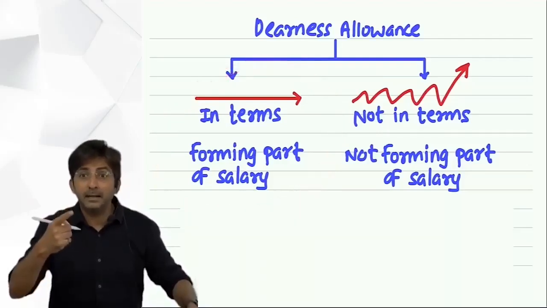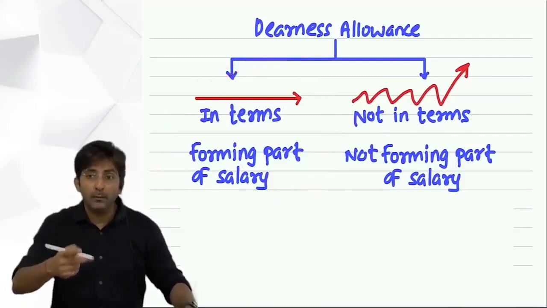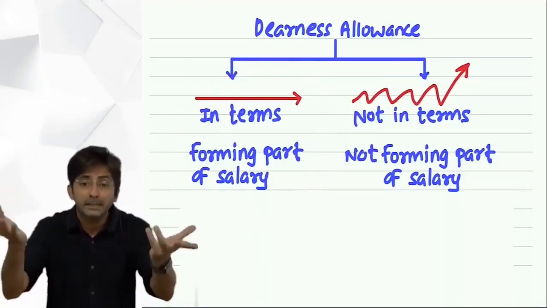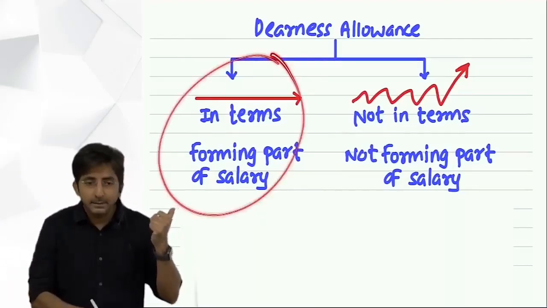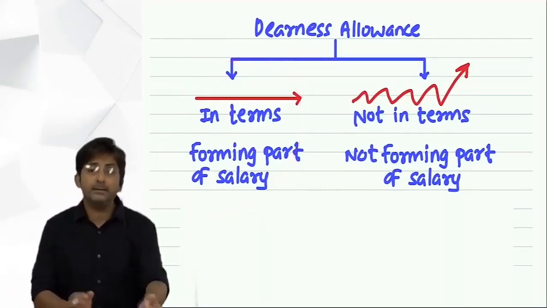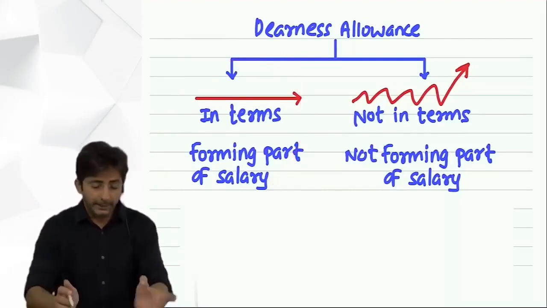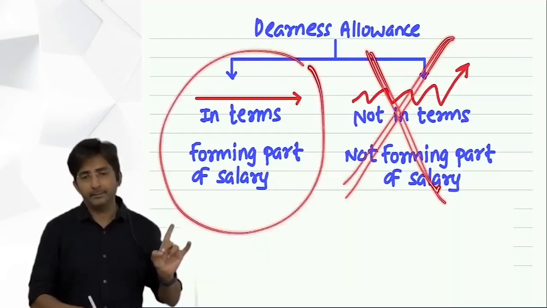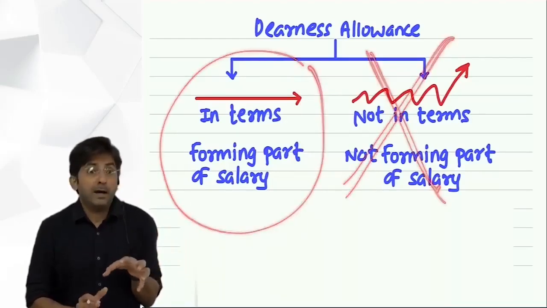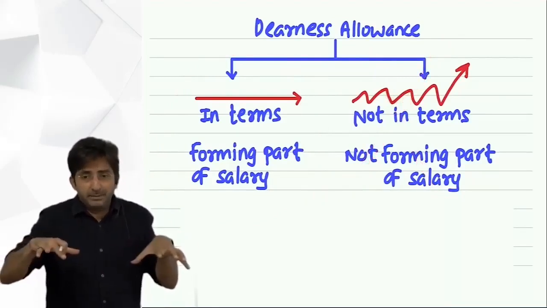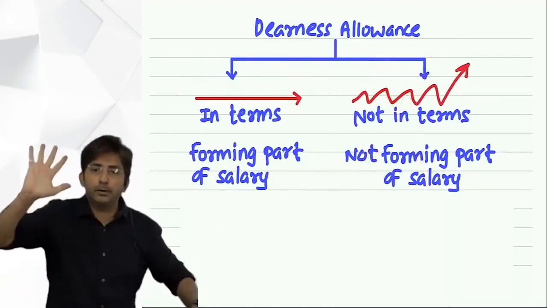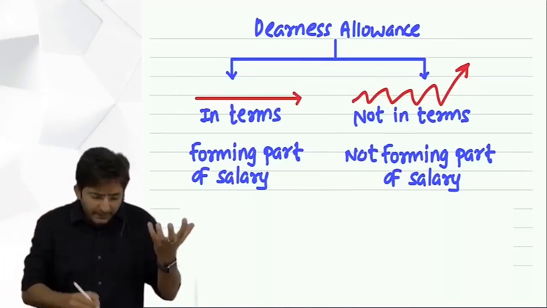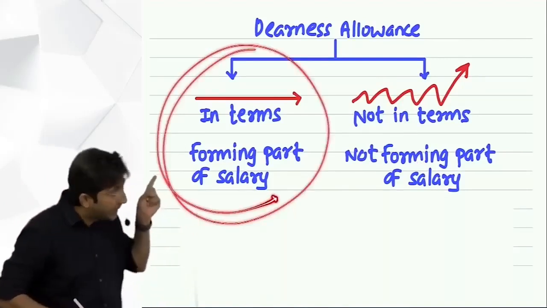In HRA, remember house rent allowance, the formula was 50% of basic salary plus dearness allowance. But which dearness allowance? This. In all the formulas, wherever DA comes, it should not be this DA, it should be this DA. Why? Because a formula is something fixed. Don't we say this is a fixed formula? The nature of a formula is fixed, and something which is fixed is made up of something which is fixed.